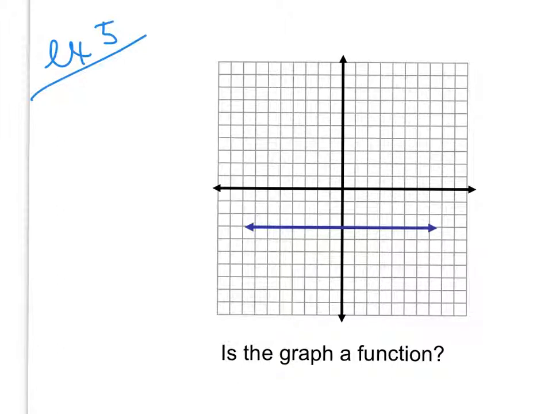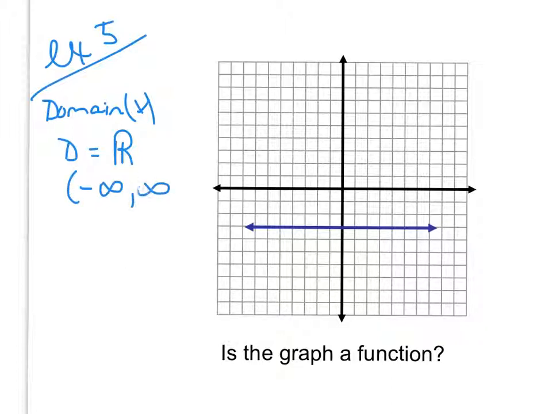Now we have example 5. We'll start out with the domain. The domain is your x values. So what can x be? You see you have arrows on either end. And so this line can go on and on forever both ways. So that means your domain is equal to all real numbers, or x, you would say negative infinity to positive infinity. That's going to be your domain.